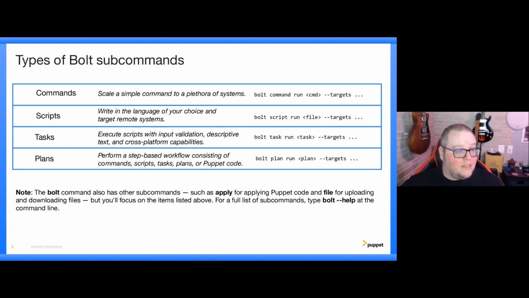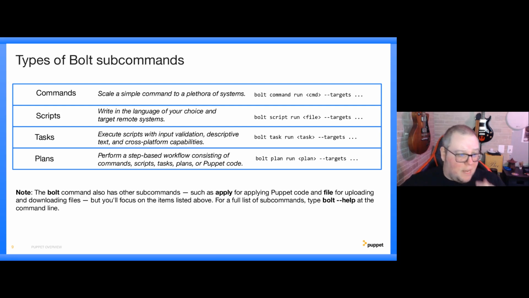And then in plans, this is really if we're looking for step-based workflows, something where we want to go iteratively down and take care of everything. Those can be literally everything above or additional plans or Puppet code. So this is like the kitchen sink scenario. We can throw everything into a plan, list out the order of it, and fire away.